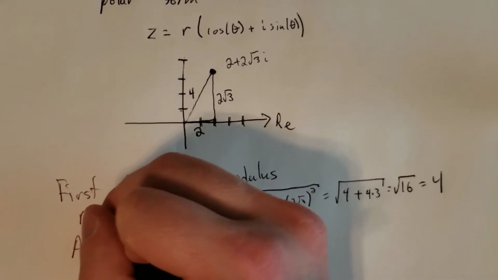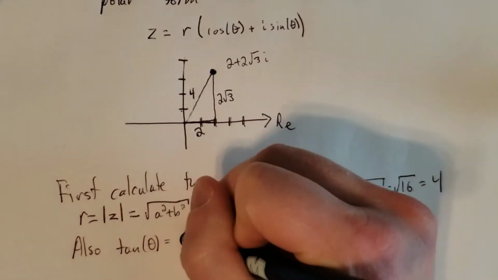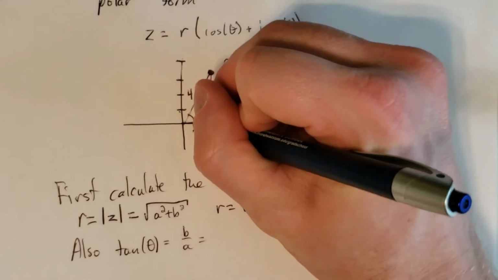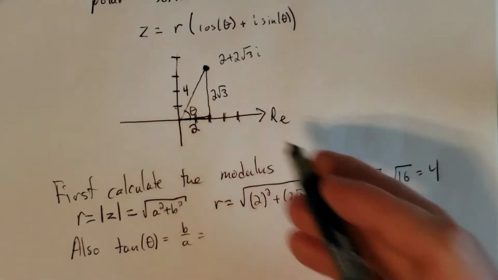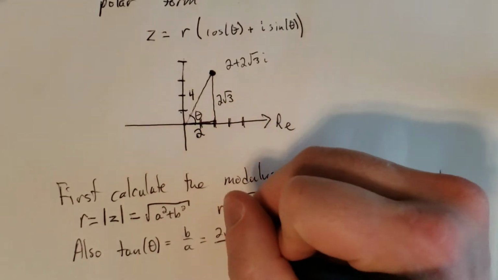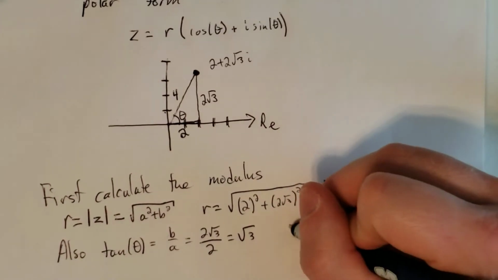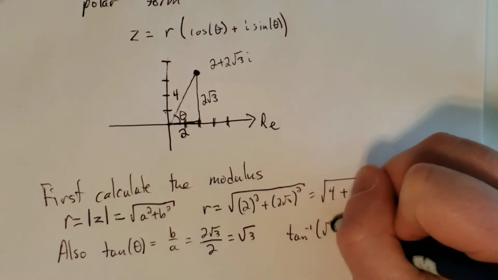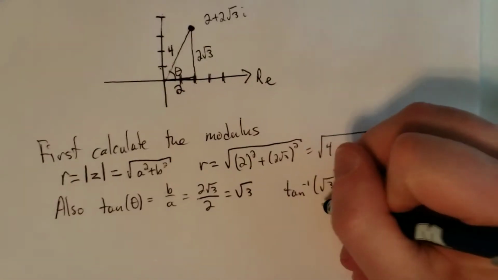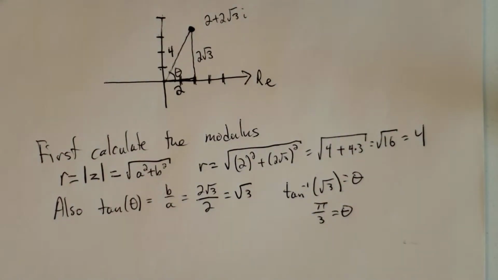We also know that tangent of theta is equal to b over a. Well, b is the opposite side, right? So we have theta here. b is the opposite side, and so that is 2 square root of 3. And we divide by the adjacent side, which was 2, so we get square root of 3. And then to find theta, we do tan inverse of square root of 3. That's equal to theta. And we know then that pi over 3 is equal to theta.